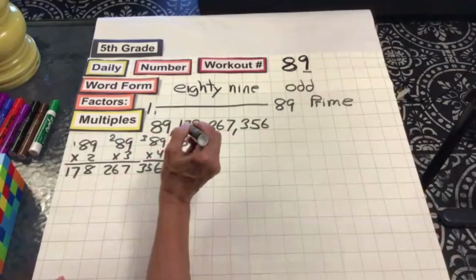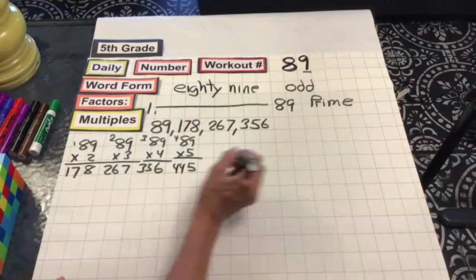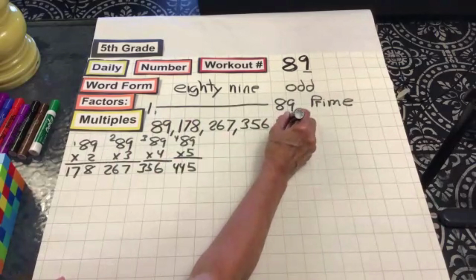89 times 5. 5 times 9 is 45. Drop the 5, carry the 4. 5 times 8 is 40, plus 4 is 44, so that would be 445.